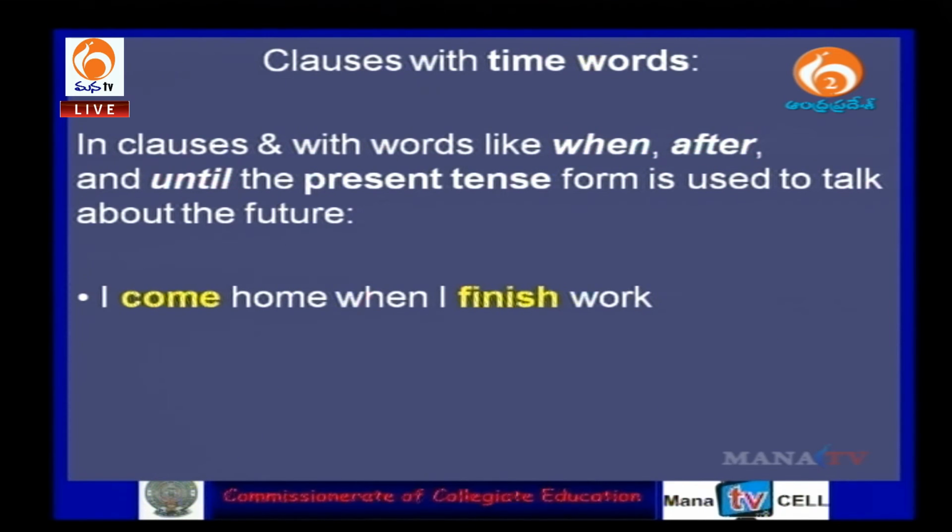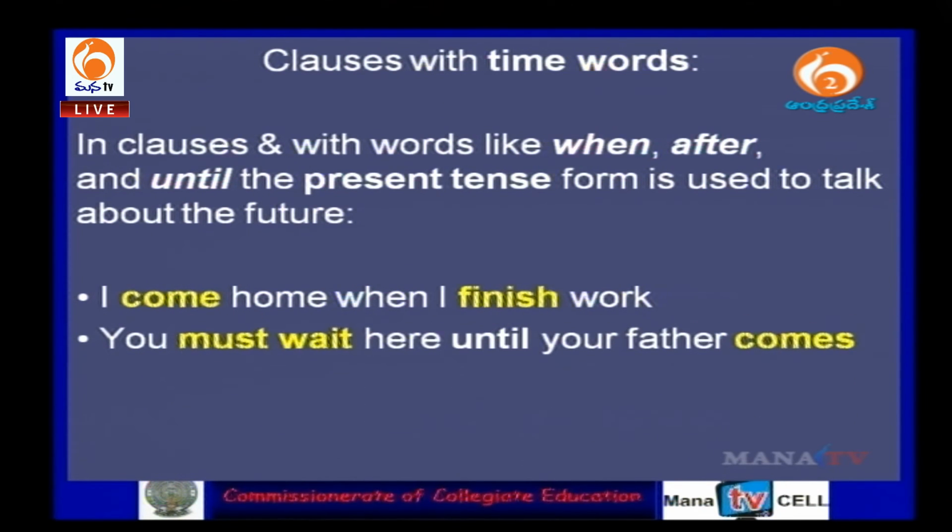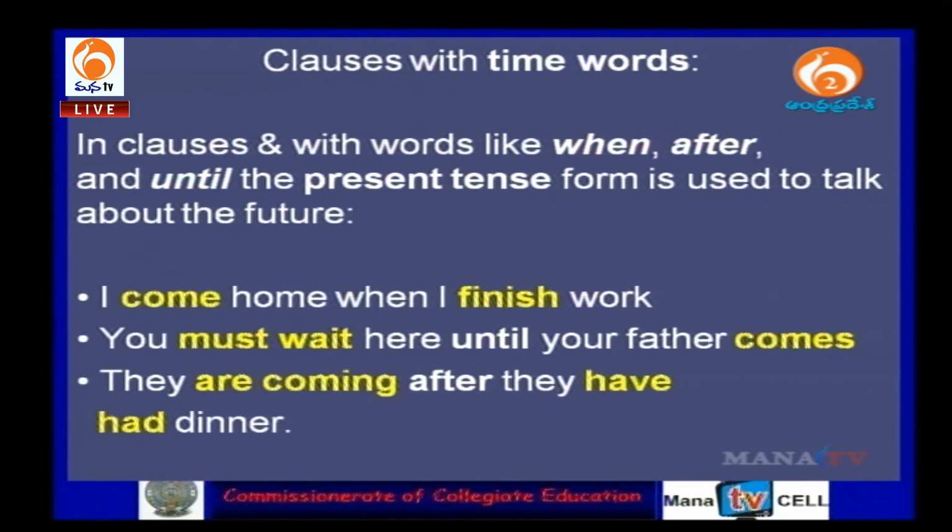Now, if we go with clauses which represent the present tense, we can have examples like this. See, I come home when I finish work. Here, I haven't come home, I haven't finished work. That means both actions are likely to take place in future. Here, the use of when indicates both future actions. You must wait here until your father comes. Similarly, they are coming after they have had dinner. See here, these examples which I have shown in yellow color represent future time, but not in will plus V1 structure.